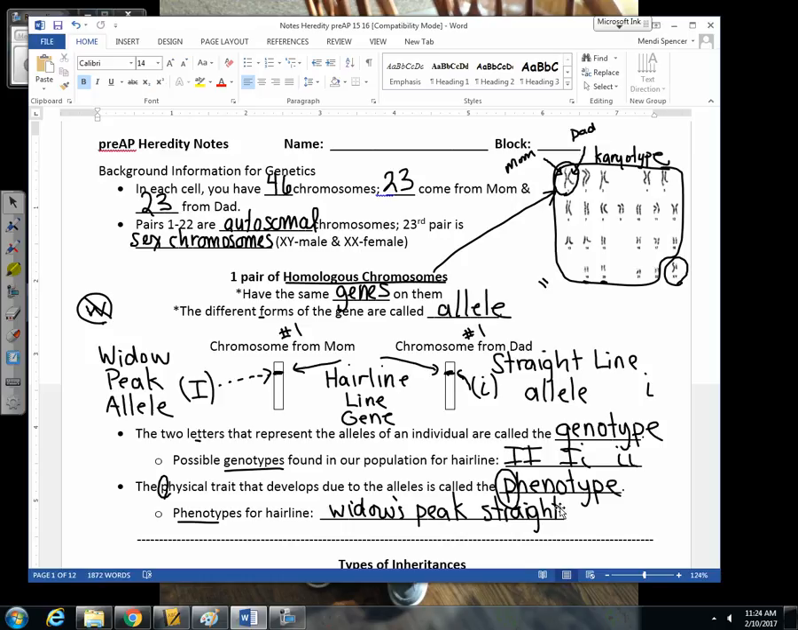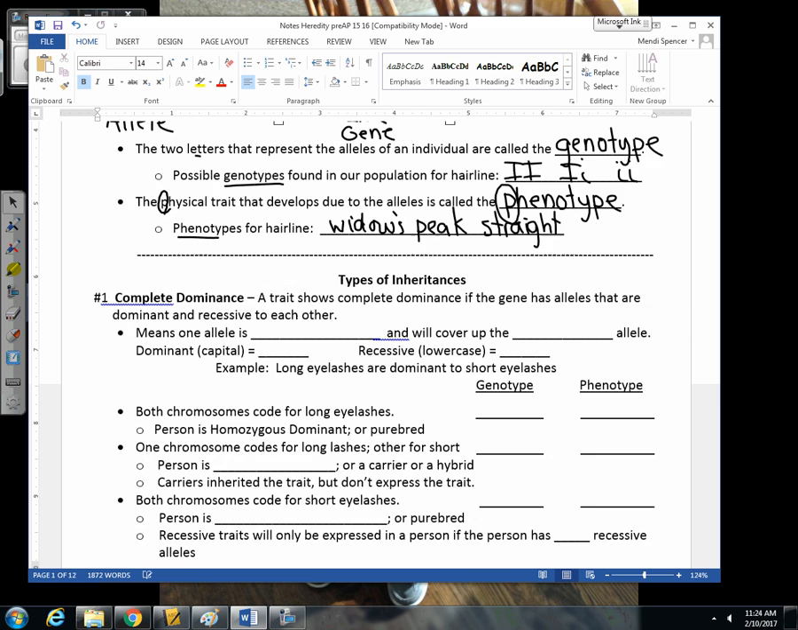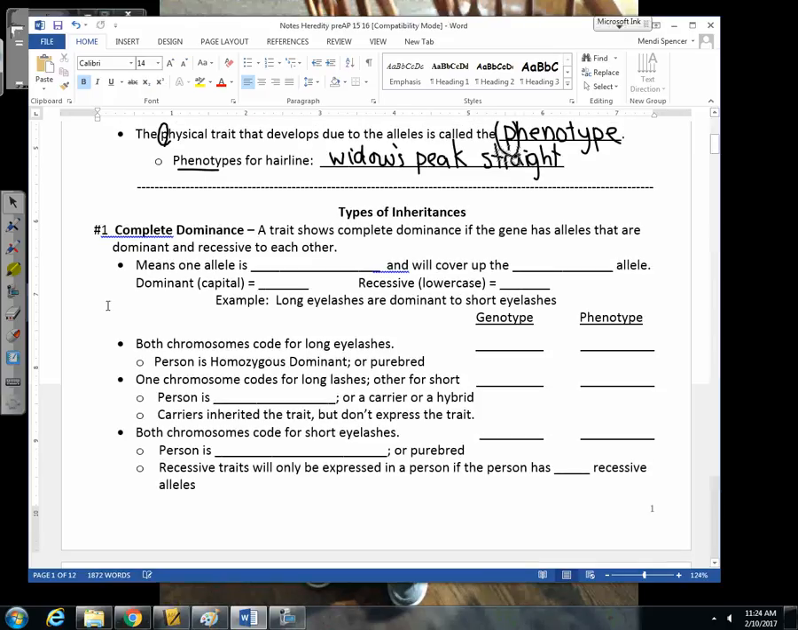Now that you got some background as to the chromosomes that we inherit from each parent, we're going to have two letters for every trait. That's going to be our genotype. We're going to go into the three types of inheritances. So there's three main types of inheritances, and you're going to deal with these every single day in this unit. The first type of inheritance is called complete dominance.